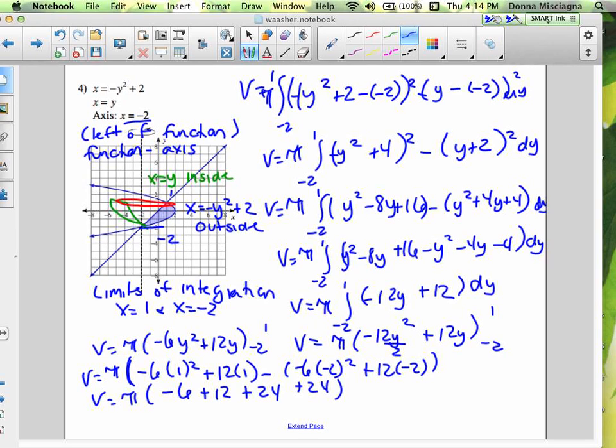So our answer here is going to be 48 plus 6, so 54, right? So our volume is 54 pi. That's actually pretty big. All right, and there we are. All right, so if you see anything, let me know whenever you see it.